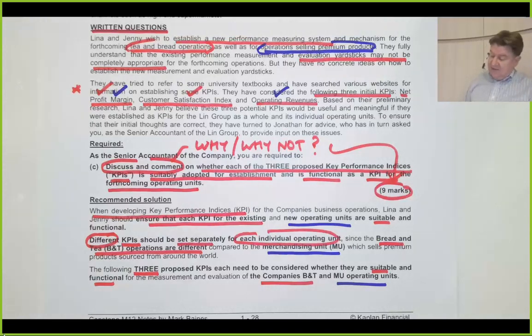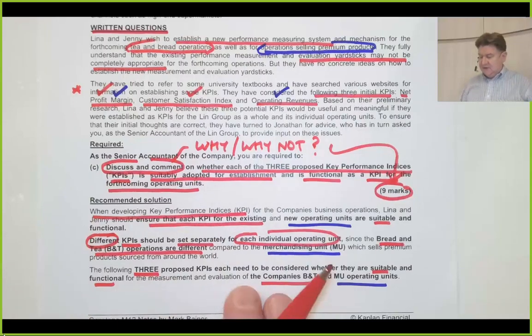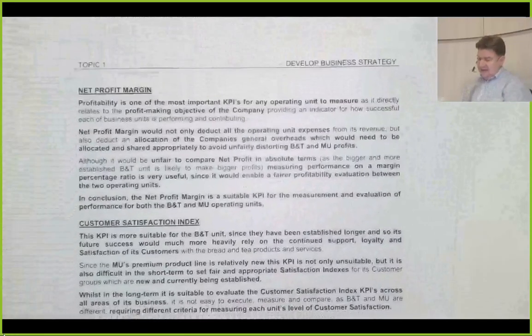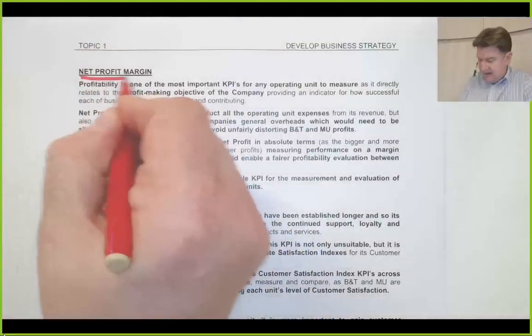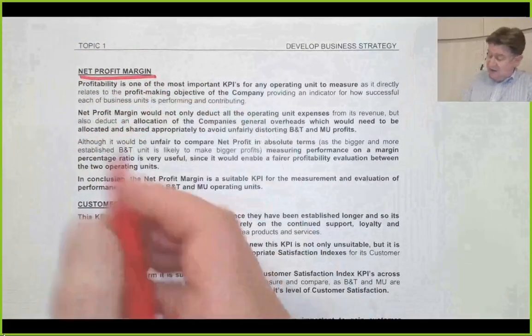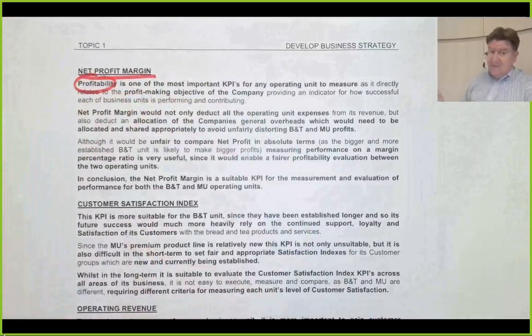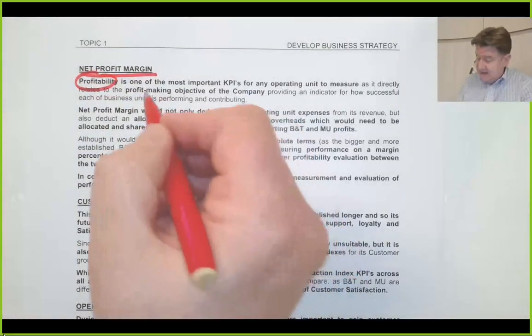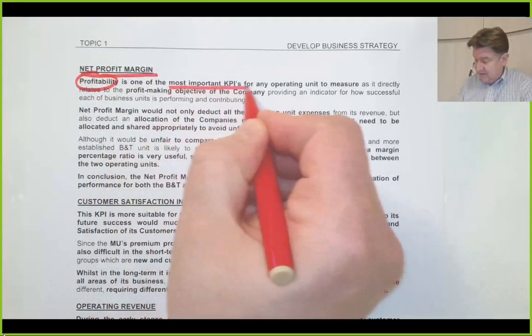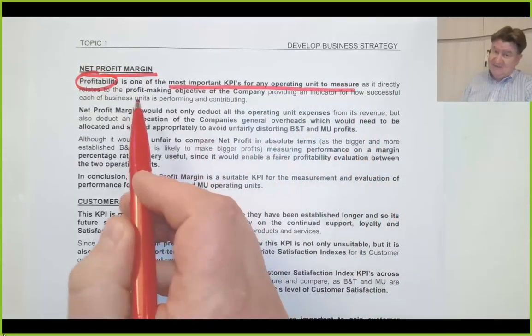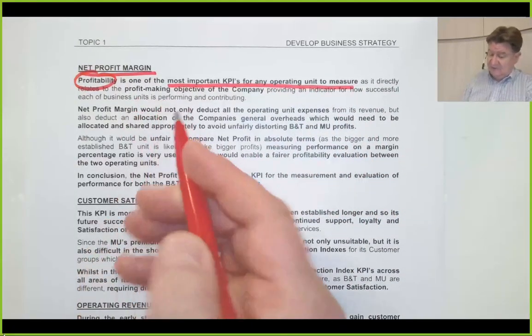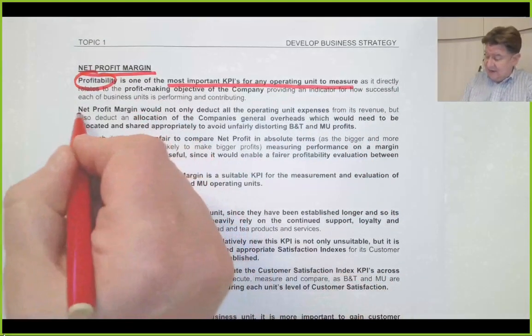So what I'm now going to do, with 9 marks and 3 KPIs, is put down some headings, and then discuss each as we go through our answer. Let's start with the first one. As we mentioned earlier, profitability is one of the most important KPIs for any operating unit to measure. It relates back to the company's profit-making objective. But let's start thinking about net profit.